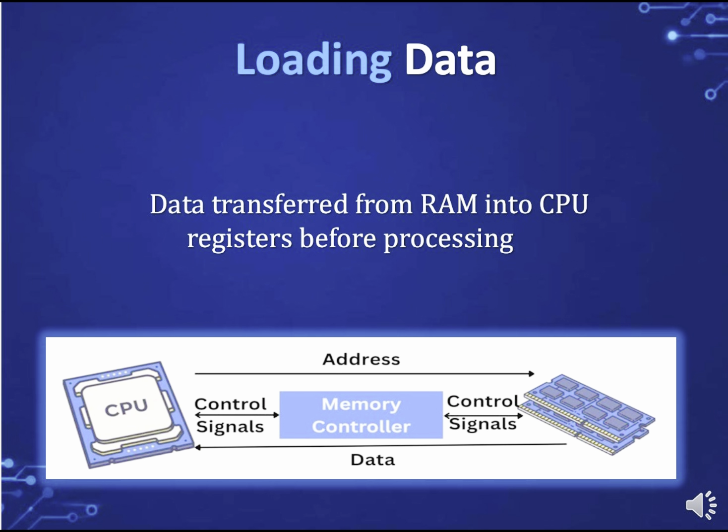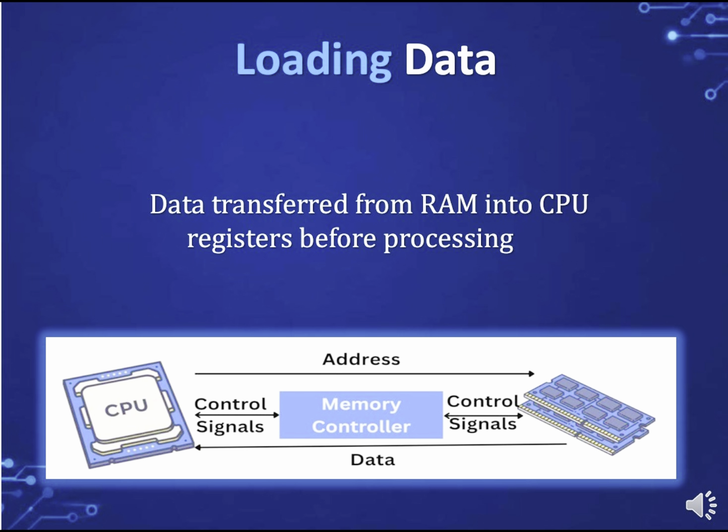Now, I will explain the loading data stage. After the CPU fetches and decodes an instruction, it often needs data to complete the task. This data is transferred from RAM, which is the computer's main memory, into the CPU registers. Registers are very small but extremely fast memory locations inside the CPU.